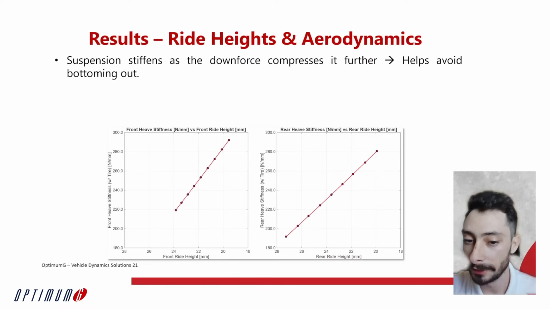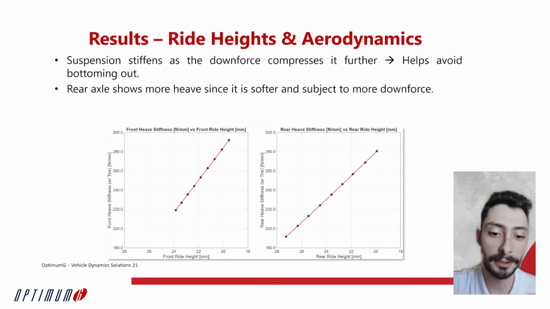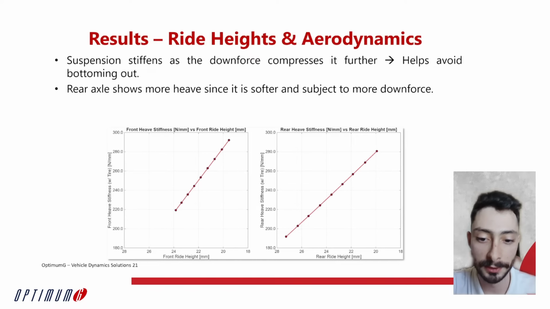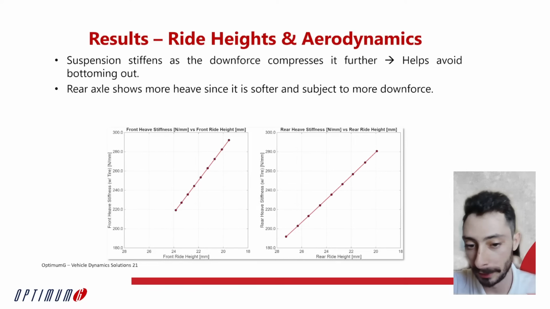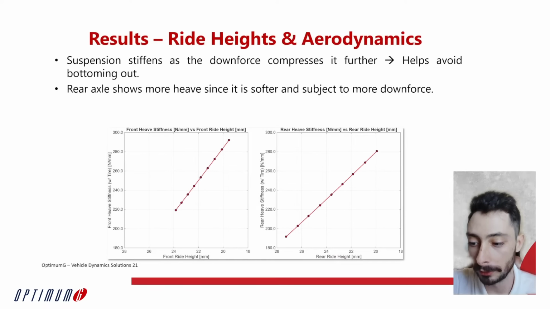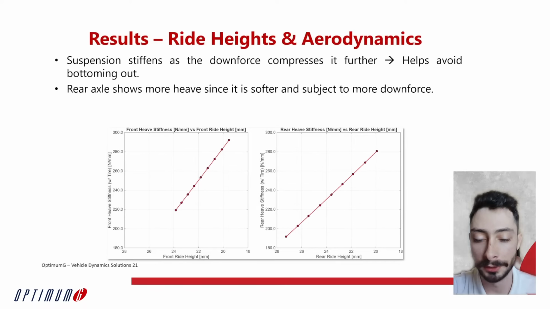So these are the dynamic ride heights and the corresponding stiffnesses that we have at those ride heights that our optimization algorithm is finding to be the best. We can see that the rear axle has a little bit more movement because it is a softer suspension to begin with, and also because it does have a greater amount of downforce, which I'm not showing here, but that's also another reason why it compresses a bit further.